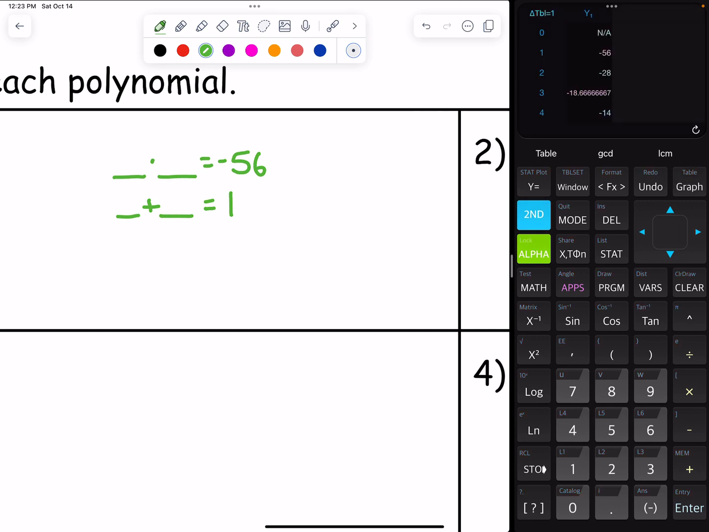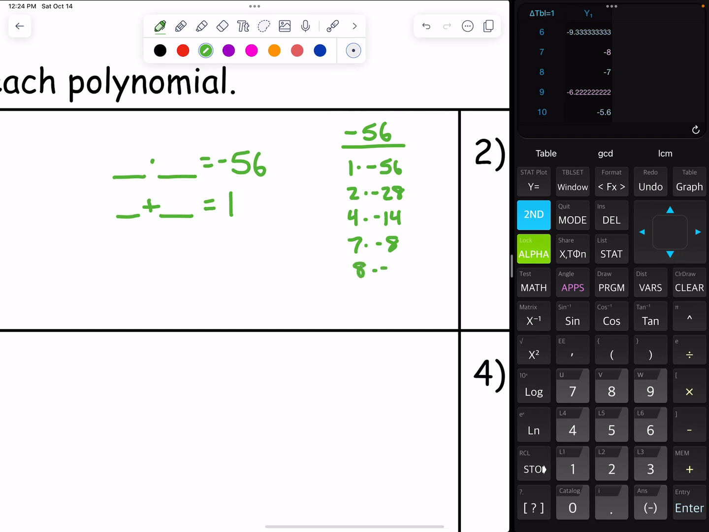There we go. That looks better. So let's write them out. Factors of -56. And we have 1 times -56. We have 2 times -28. We have 4 times -14. Let's see, scroll down. We got 7 times -8. And then 8 times -7.